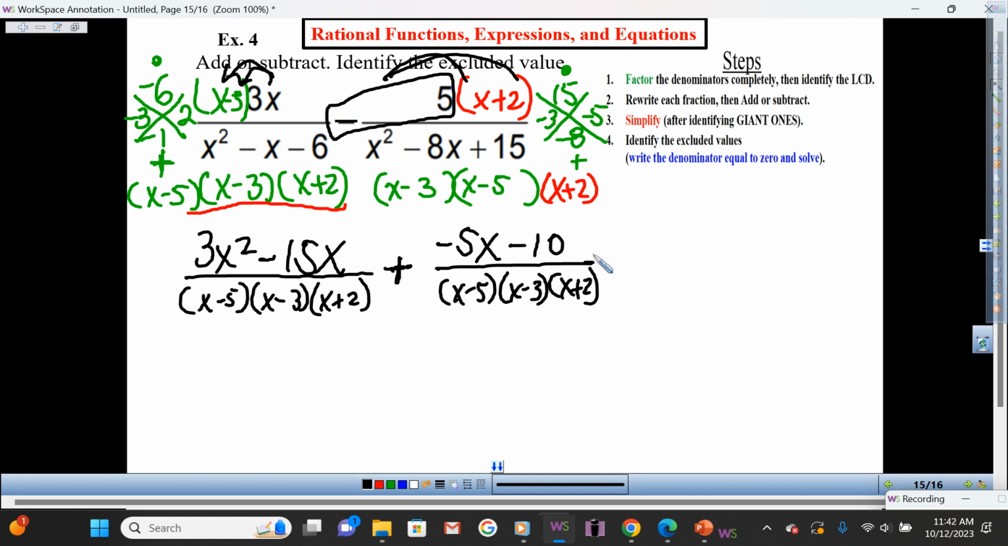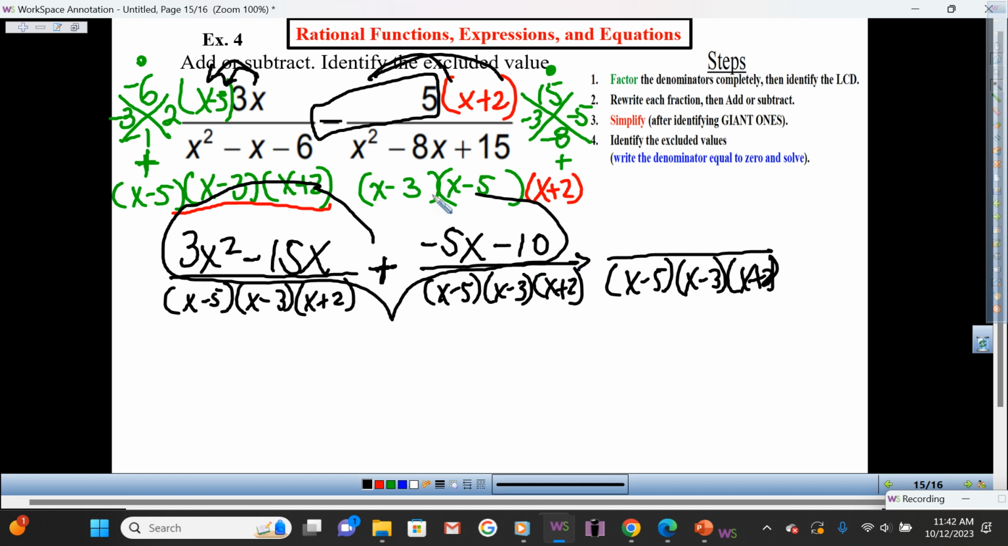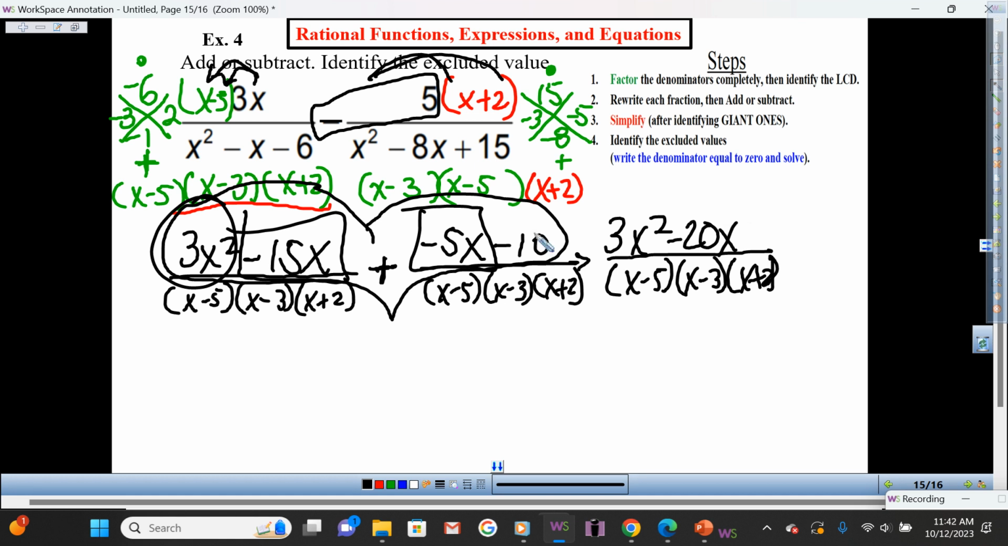All right. Now we have one denominator. Combine them. We got x minus 5, x minus 3, x plus 2. And then we're going to combine like terms on the numerator. All right. So, do we have any other x squares? No. Bring that over. 3x squared. What is negative 15x and negative 5x? Negative 20x. And we just bring the negative 10 over. Okay. And we'll stop right there.